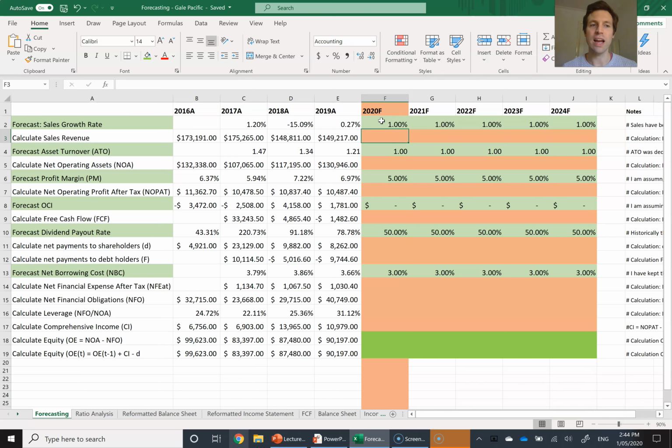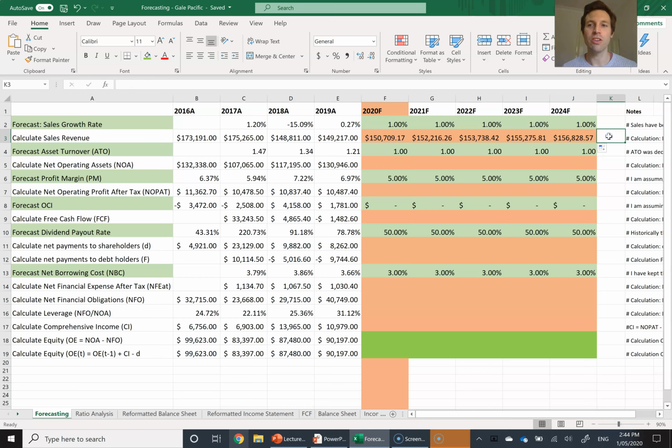So then I need to do the actual calculation. I need to calculate their sales revenue. So I type equals, and I take last year's sales revenue, and I multiply it by 1 plus the percentage growth rate. Last year's sales revenue multiplied by 1 plus the sales growth rate gives me my new sales revenue. And I'm going to drag that across so that I get my sales revenue for each year.